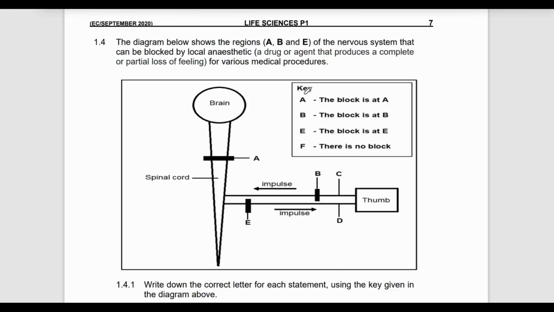We also have the key. The key shows the letters A, B, E, and F. Each letter shows where the blockage is. A, the blockage is at A. B, the blockage is at B. E, the blockage is at E, and F, there is no blockage at all. Now let's go to our questions.